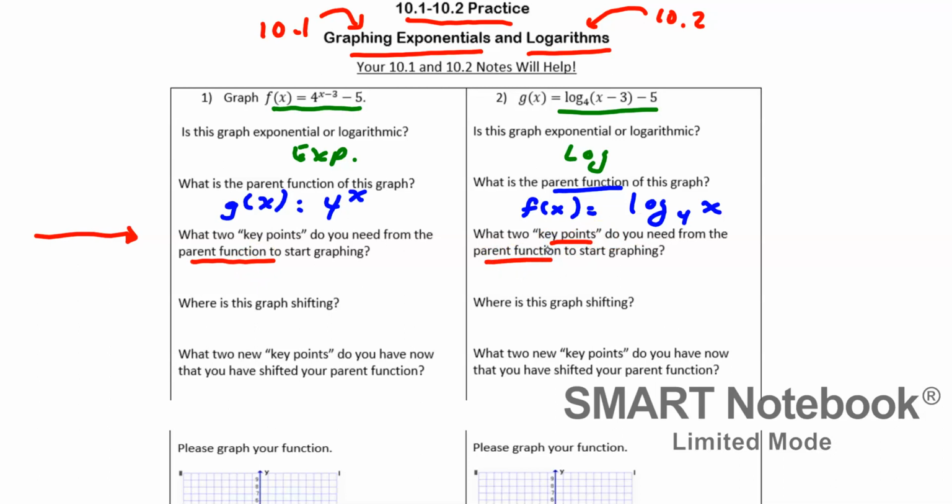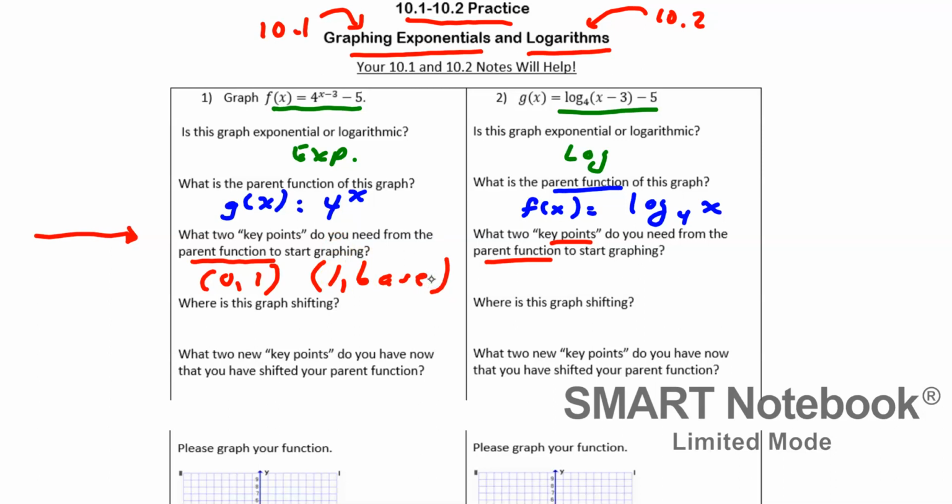If you are graphing from an exponential, you might remember that if you plug in 0 for the exponent, you always get out 1. So one of the key points was (0, 1). And the other key point was when you plugged in 1 for the exponent, you always got out what the base was. So it was (1, base).